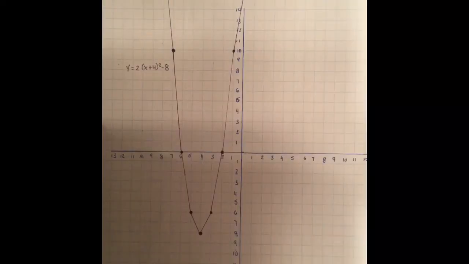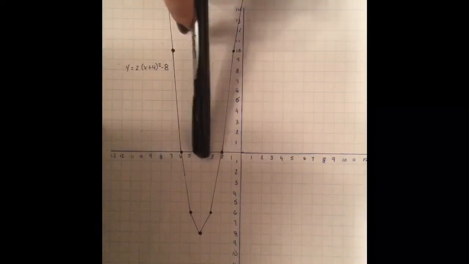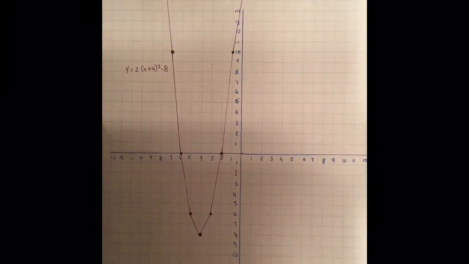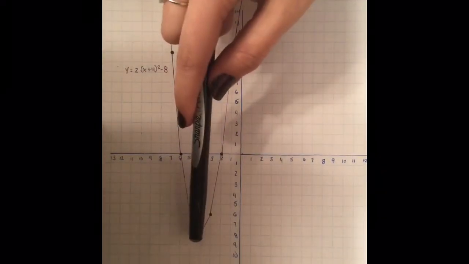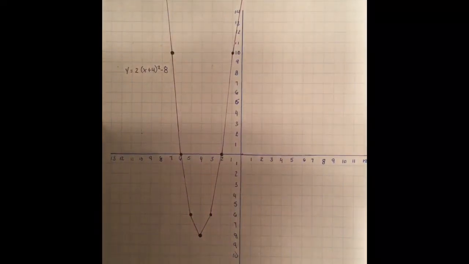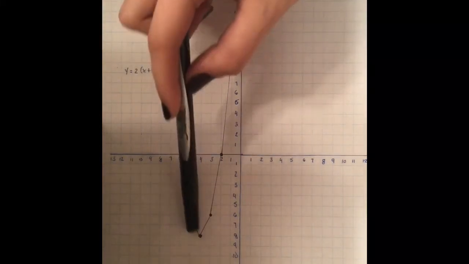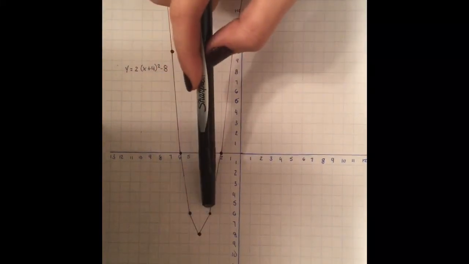To graph this equation, you start by plotting the vertex, which is negative 4, negative 8. Then, same as before, you move over 1, but instead of moving up only 1, because 1 to the power of 2 is 1, you move up 2, because it has to be multiplied by 2 because of the vertical stretch. So you would move over 1 and up 2.